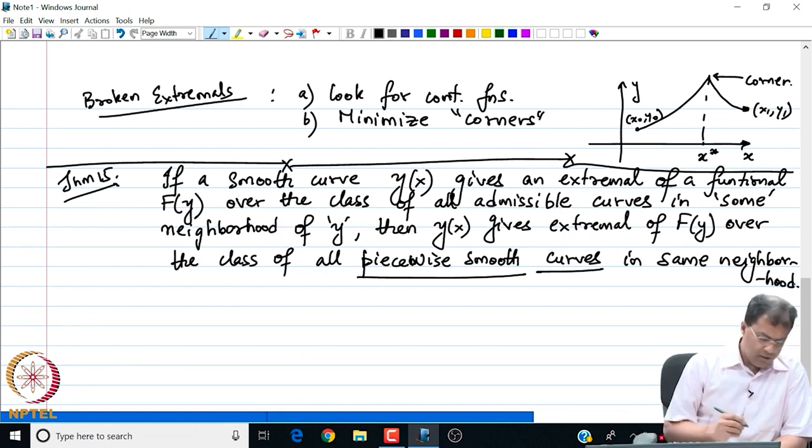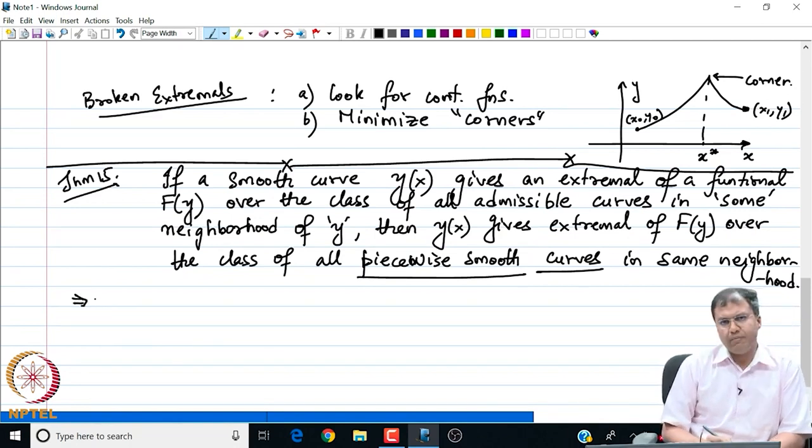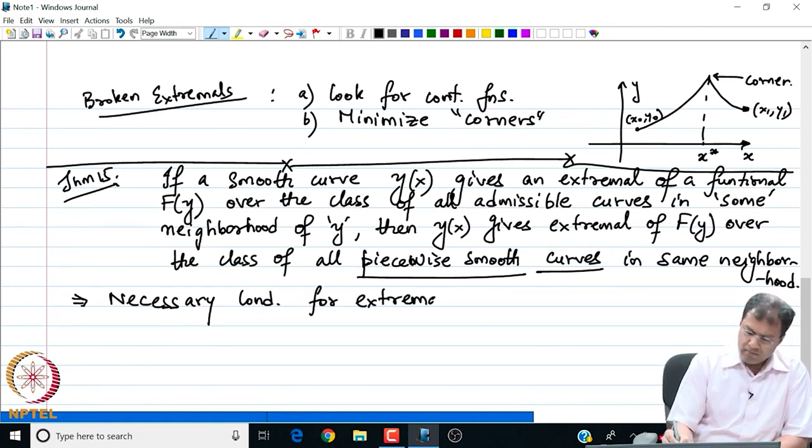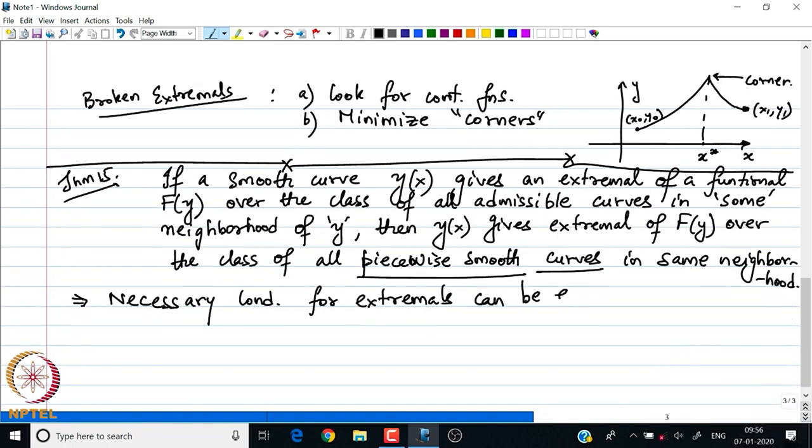Right, the same neighborhood, or in short, I can say that the necessary condition for extremals can be extended to the class of piecewise smooth curves. Okay, so this theorem says that the necessary condition for extremals can be extended to piecewise smooth curves. Okay, so our Euler Lagrange equations will still work.